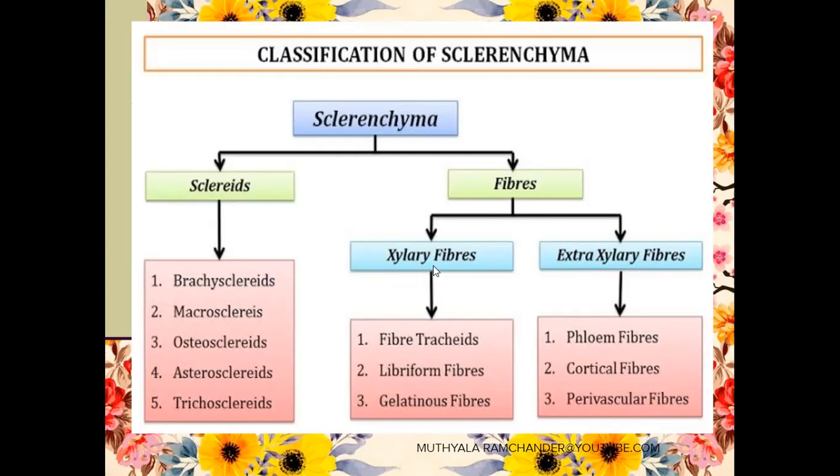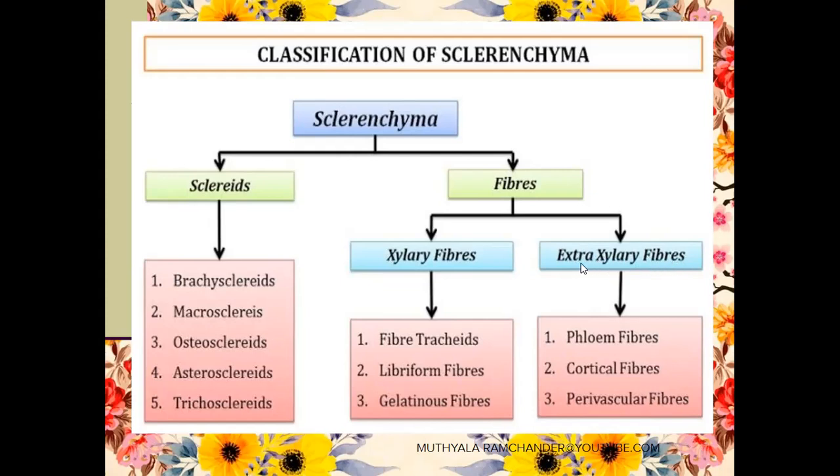And fibers are sclerenchyma cells of large length. They are divided into two types. One is xylary fibers, also called xylem fibers. The second one is extraxylary fibers. Xylary fibers present in the xylem are called xylem fibers or xylary fibers. The xylary fibers are of the following types. One is fiber tracheids. The second one is libriform fibers. The third one is gelatinous fibers.